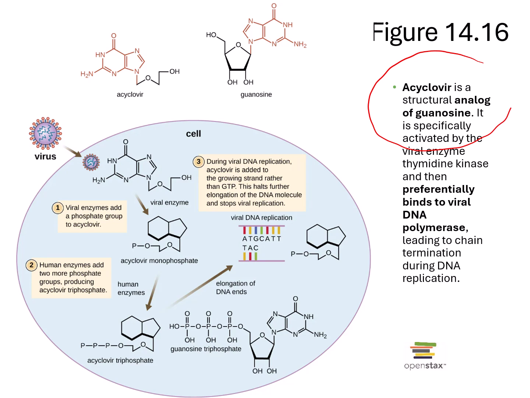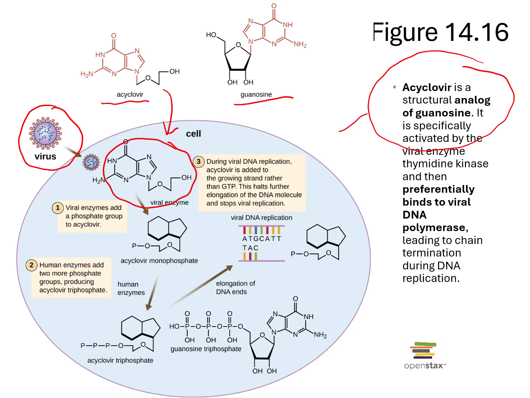Here's an example of how those nucleoside analogs work. Acyclovir is an analog of guanosine. They look similar in structure. So if we are using acyclovir for treatment of, for instance, herpes, let's say acyclovir is being given, it gets into the cell, the viral enzymes will add a phosphate group, and then our enzymes will add additional phosphate groups to form acyclovir triphosphate inside the cell.